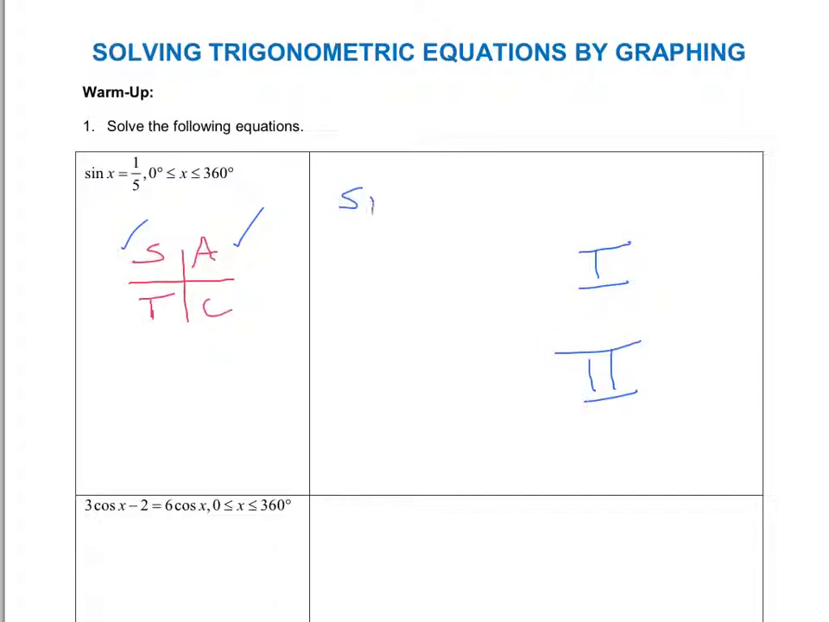So I put in an alpha, and when I do, I know that it's in the first quadrant. I use my calculator. I go second sine 1 over 5, and I get alpha is equal to 11.5 degrees. That means in the first quadrant, my answer is 11.5 degrees. And in my second quadrant, it's 180 minus 11.5, also known as 168.5 degrees. In the second example, I'm going to do something similar, but it doesn't look like what I want it to look like, so I'm going to rearrange first, and then I'm going to use the cast rule again.